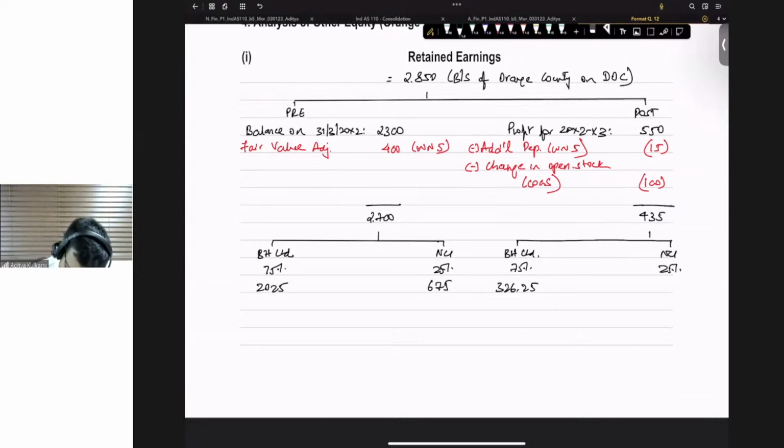So 326.25, 108.75. And where these items will go, this goes in working note 2. This goes in working note 3. This goes in working note 1. And this goes in working note 3. Always give the reference to the working notes. Okay. Since for most of the problems, the formats are standard, you will have the same working notes which will continue.